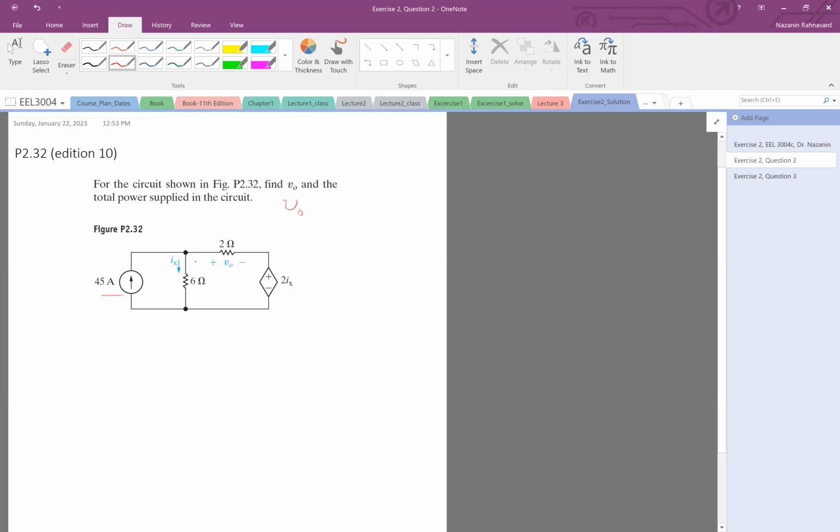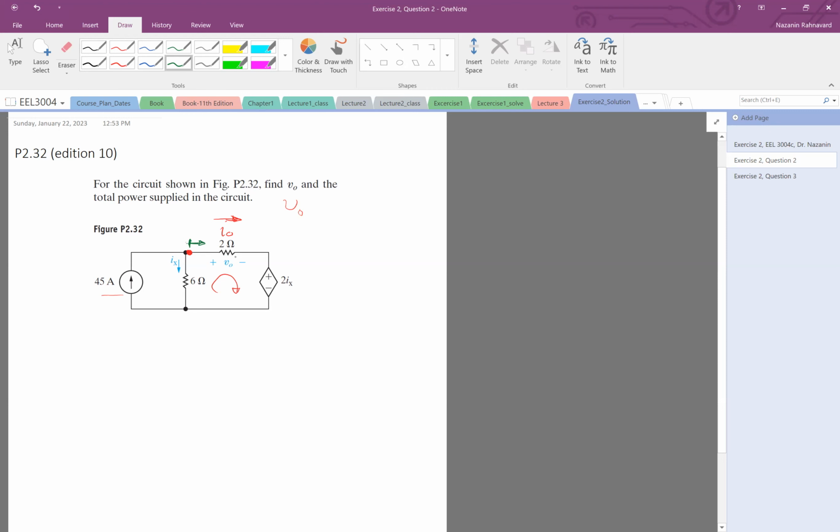Okay, so by looking at this, that's a loop, so we can write a KVL. Let us start from here and go this way. I put this current as IO, a current going this way, IO. This is the start of my KVL.